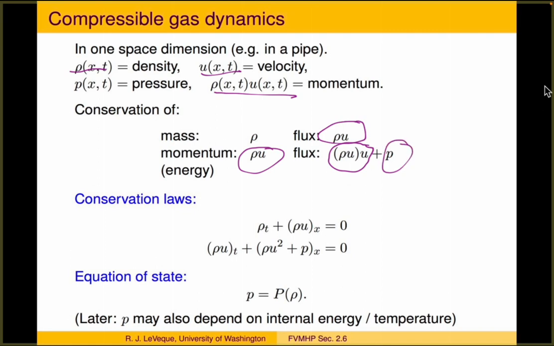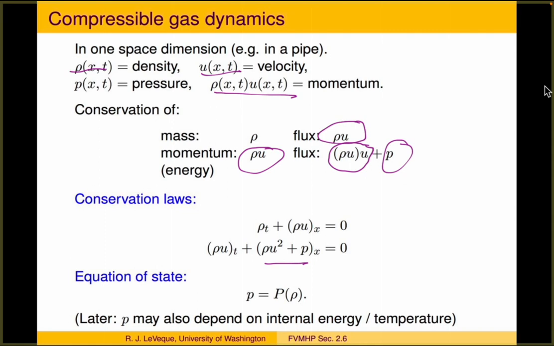But then there's also another term that I'll talk about in a moment, the pressure that comes into the momentum flux, and we'll see where that comes about in a second. But it turns out that for the momentum, the flux is rho u squared plus p. So we end up with a system of two conservation laws in this case, one for the density, rho, and one for the momentum, rho u. They're both conserved. They have different flux functions, rho u and rho u squared plus p. And so we get a system of two equations.